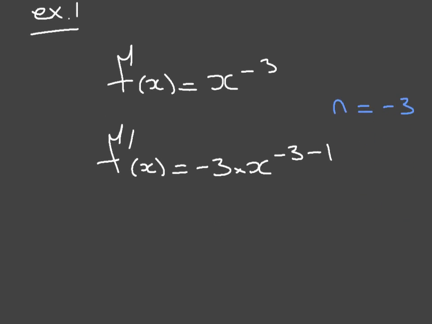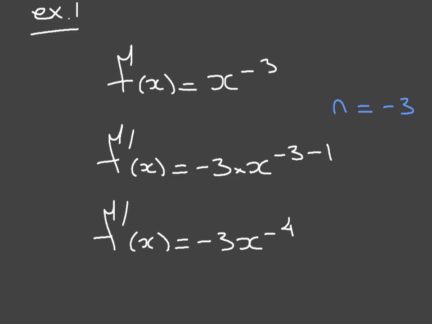Now, do be careful not to make a sign error here. Negative 3 minus 1 is negative 4. So this leads us directly to the final answer. F dash of x is equal to negative 3 times x to the power of negative 4. And there you go. We've just differentiated a negative power of x.